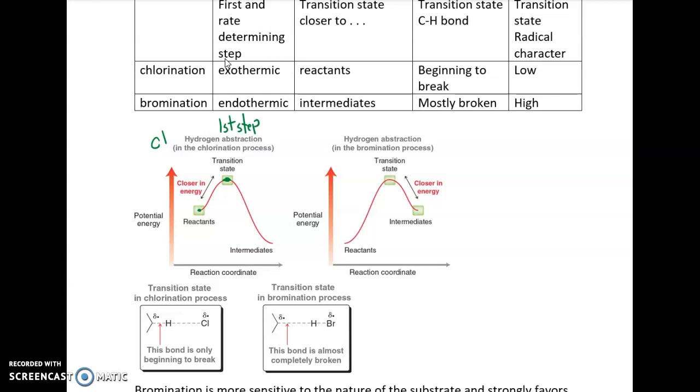And the reactants are closer to the transition state because this is exothermic. And down here we have a drawing. This bond that I'm drawing in green is just beginning to break. So this has little free radical character.